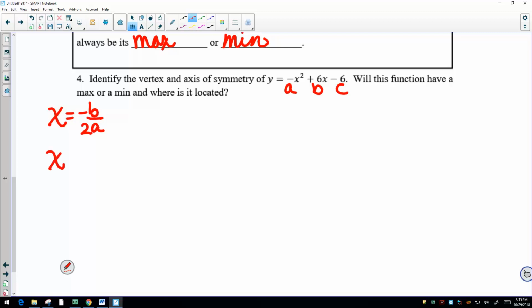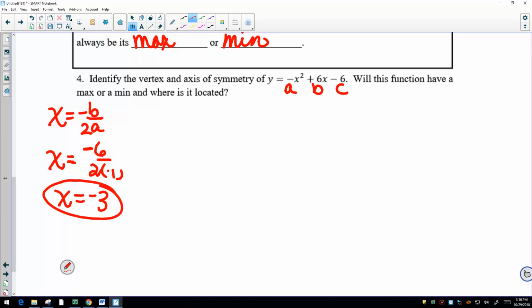So if I wanted to find our axis of symmetry, I could just say it would be our b value of negative 6 over, and then I need 2 times my a value of negative 1. So if we simplify, we have a negative 6 over negative 2. That means our axis of symmetry is at x equals negative 3.